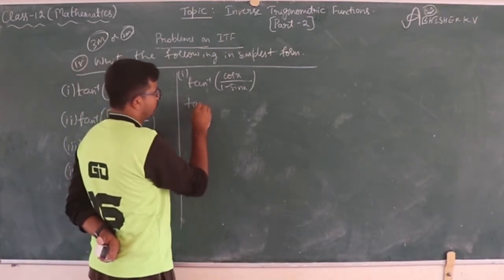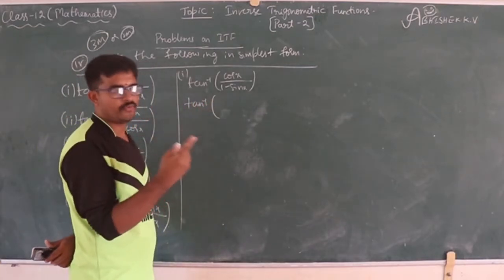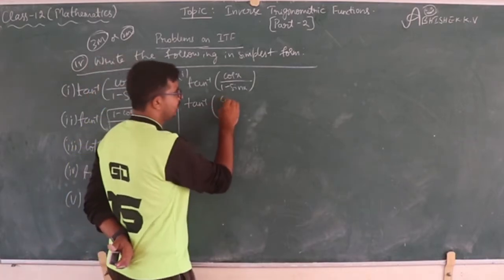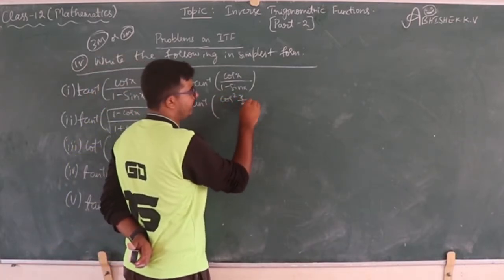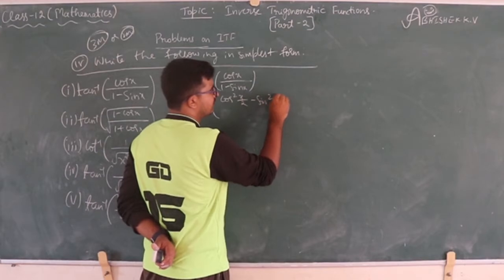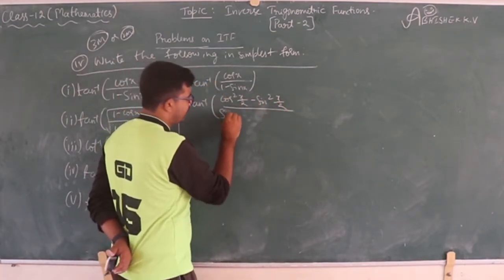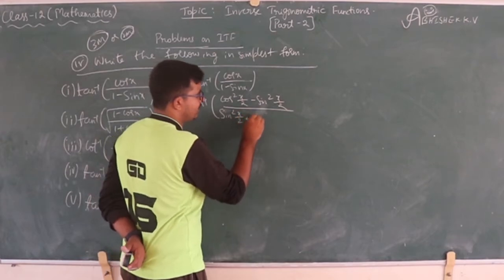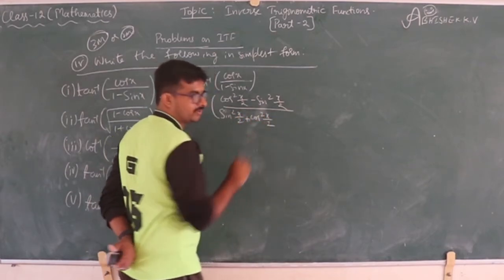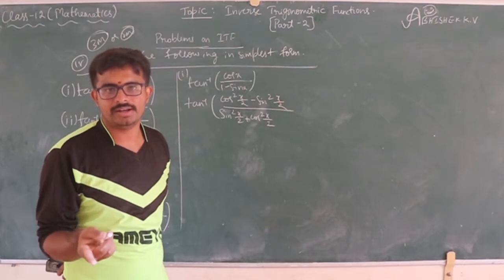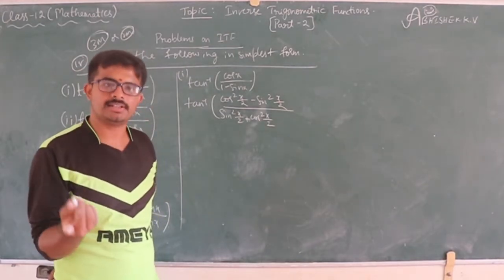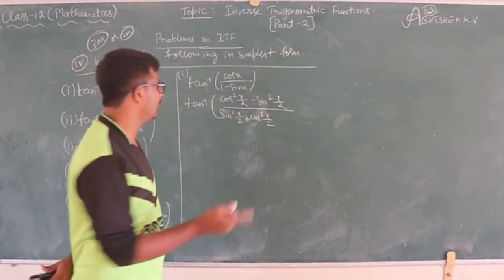Here you are going to consider the formulas. What is the half angle formula for cos x? It is cos square x by 2 minus sin square x by 2. One can be written as sin square x by 2 plus cos square x by 2, since sin square x plus cos square x is equal to 1.